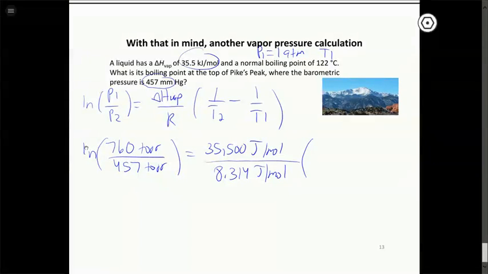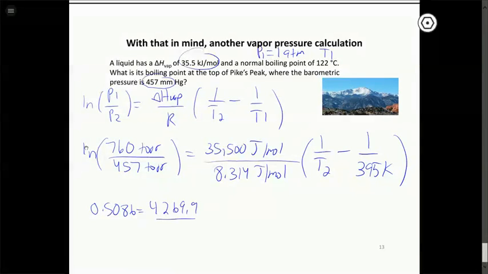That's the goal here. All right, so we're going to put the vaporization enthalpy divided by R. We have our unknown T2, and then T1 is the normal boiling point associated with 1 atmosphere vapor pressure, 122 Celsius, which we convert to 395 Kelvin. Okay? So that's the equation in this case. So we work out the numbers. We get 0.5086 is equal to 4269.9 divided by T2 minus 10.81. So that's where the algebra works out to.